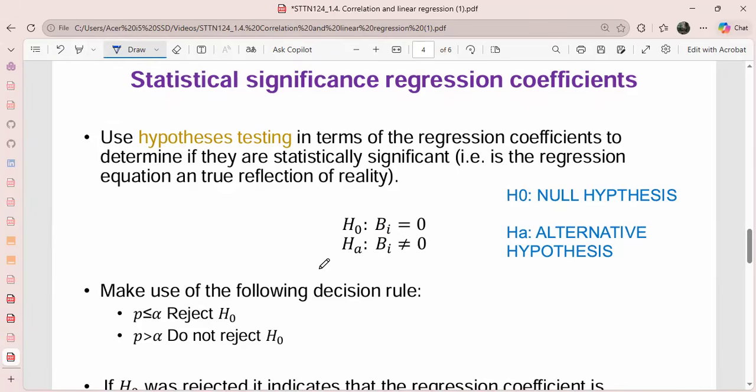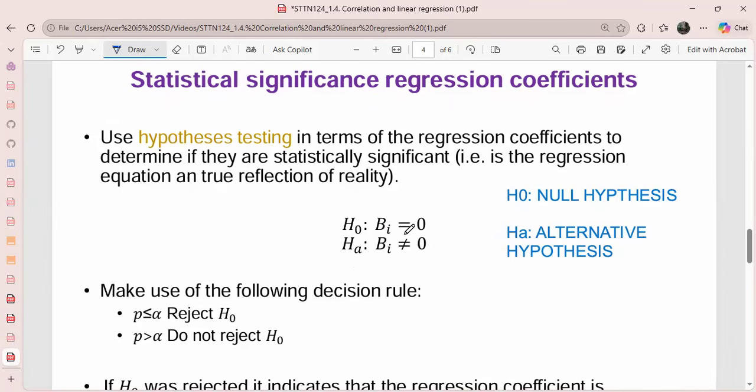HA, alternative hypothesis. Now, because we are still under multiple regression, we are still dealing with the B parameters. Those parameters can be B1, B2, B3, B4, depending on the number of variables we are dealing with. So H0: Bi is equal to 0. HA: Bi is not equal to 0. That's how you formulate your null hypothesis and alternative hypothesis.